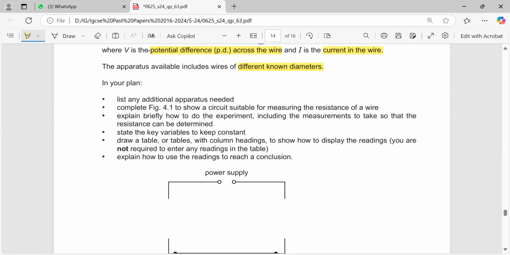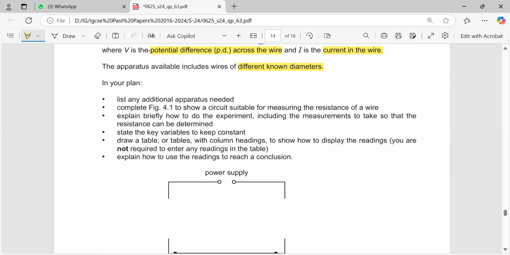Then explain briefly how to do the experiment, including the measurements to take so that the resistance can be determined. State the key variables to keep constant, like the length of the wire will be the same, material of the wire will be the same. Then draw a table with column headings and explain how to use the readings to reach a conclusion. So a very simple experiment. Let's start one by one.